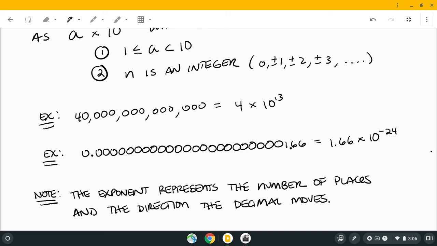So we would get 1.66, and then you just count how many times you move the decimal. We already know this is 23 zeros, and then move it one more time, and that'll give us the negative 24. Okay.